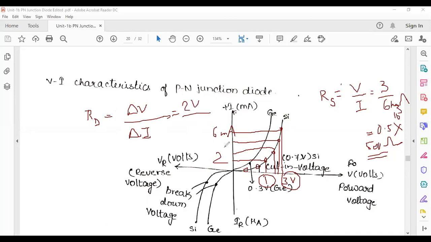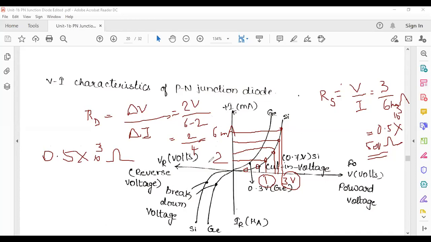Divided by the change in current, 6 minus 2, that is 4. So that is 2 by 4. This value is 0.5 only. Again milli goes to the numerator side, and I get 0.5 into 10 power 3 ohms. After converting, I will get 500 ohms like that.